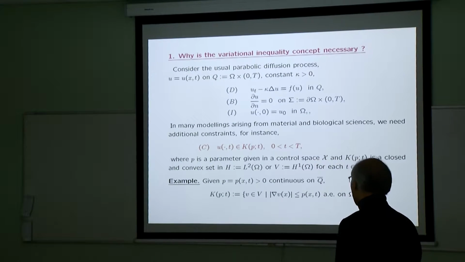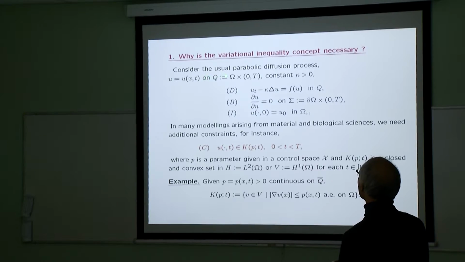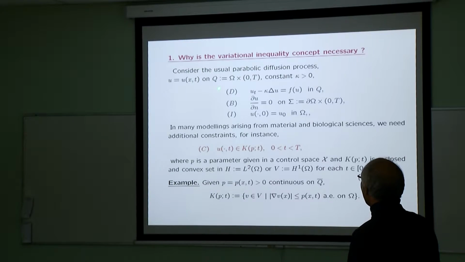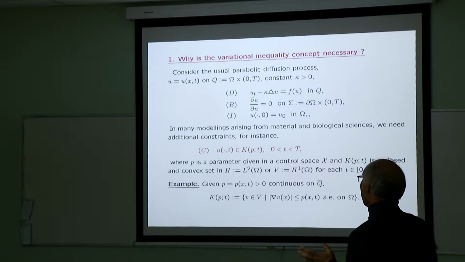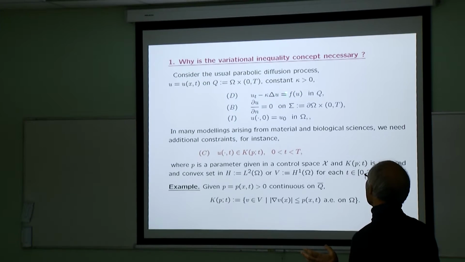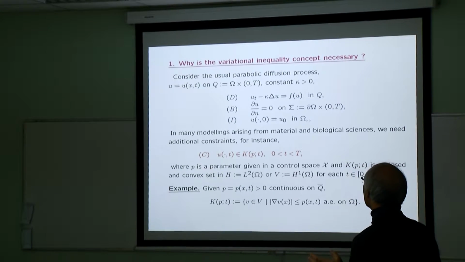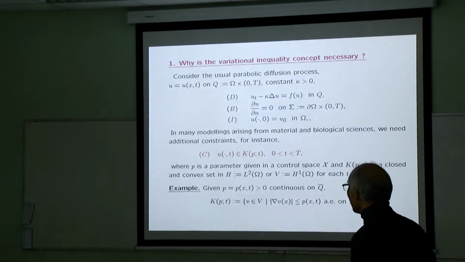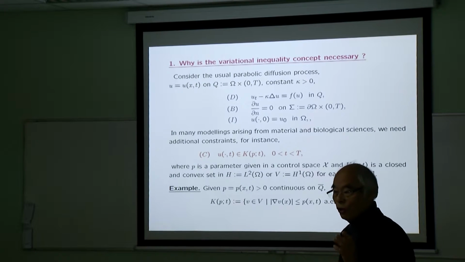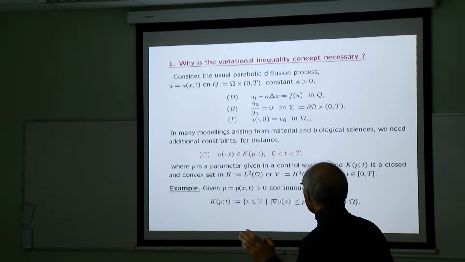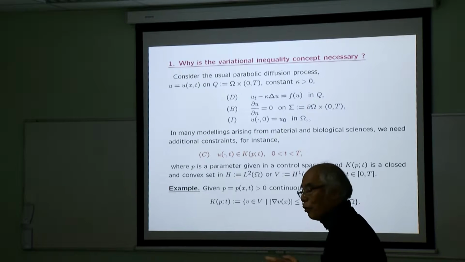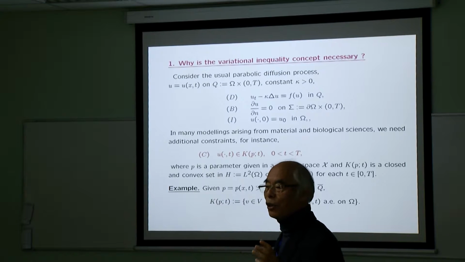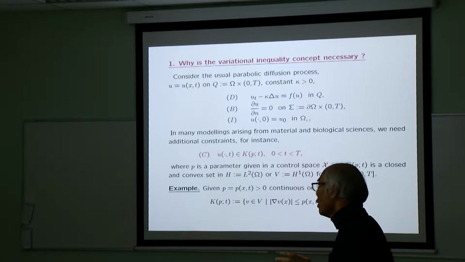Well, let us consider the usual parabolic diffusion process. The first one is the parabolic equation with nonlinear source term and homogeneous Neumann boundary condition and initial condition. Many people treated this kind of initial boundary problem for nonlinear, semi-linear partial differential equation.